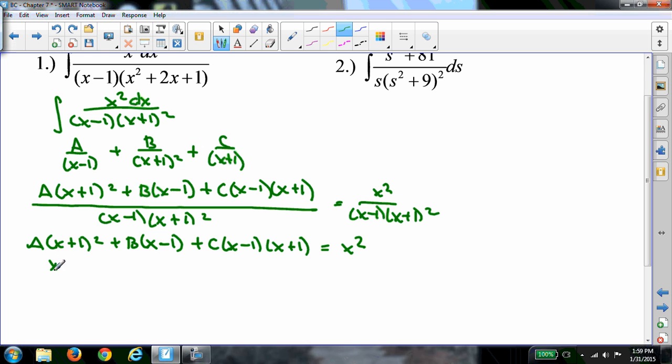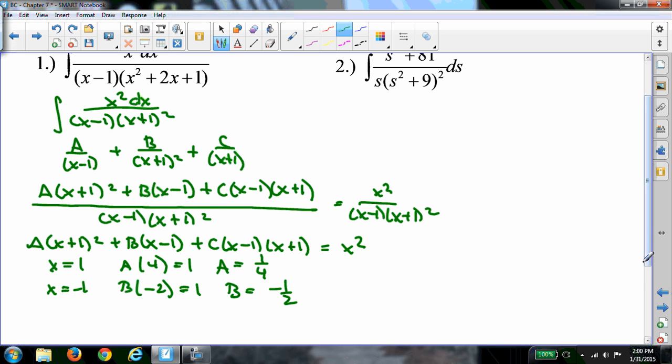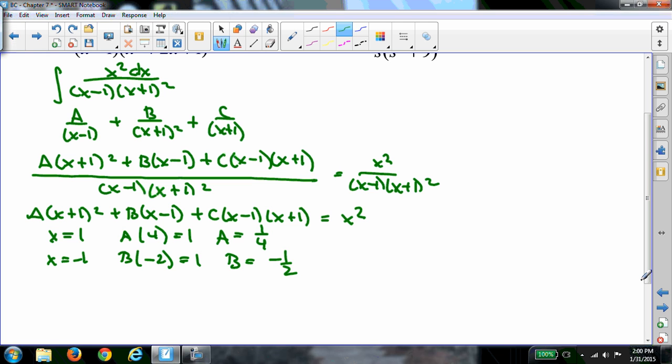So if we substitute in x equals 1, we get a times 2 squared, which is 4, plus 0 equals 1. So a equals 1/4. Substituting in x equals negative 1, we get a times 0 plus b times negative 2 plus c times 0 equals 1. So b equals negative 1/2. Now there's nothing as nice to substitute in to solve for c.